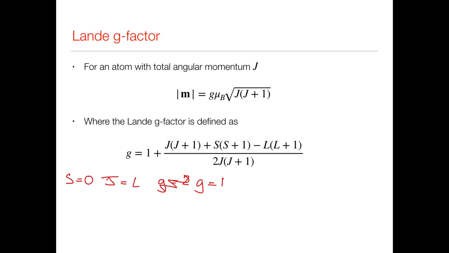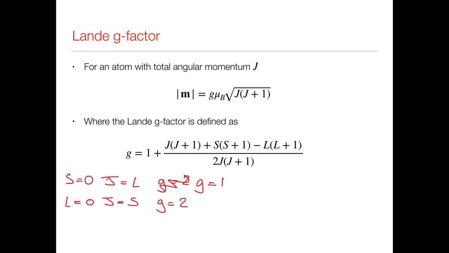And in the other limiting case, if L is equal to 0, then J is equal to S. Okay, J is equal to S, this term goes away, these two terms add up, but they're equal to the thing on the bottom, so the fraction just gives me 1, and then I do have g is equal to 2. And so this is exactly what we found in the case of a single electron spin. So this is now true more generally. So if we've got something like a half-filled shell and L is 0 and we've only got spin angular momentum, then the appropriate g factor is just 2.